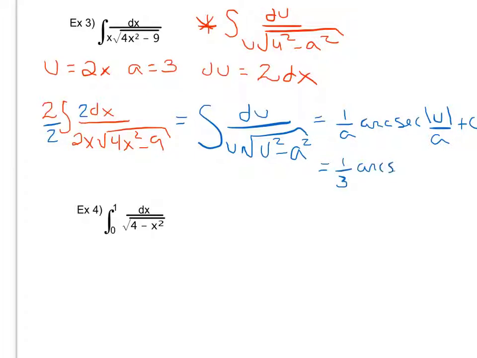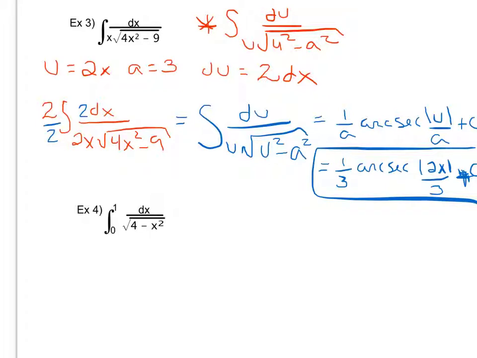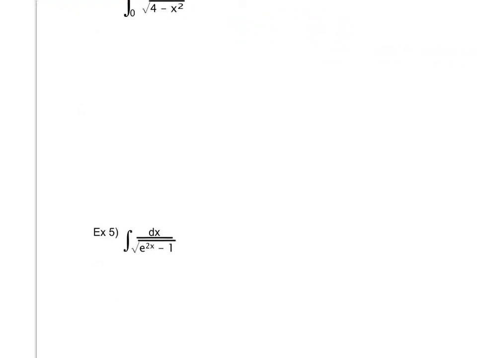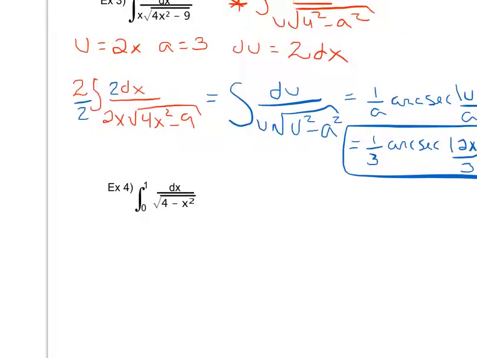I know that my u is 2x, and my c is a random constant, so that stays c. And that will be my final answer for example 3. Looking at example 4, I lied, there's 5 examples, I thought there were 4, I apologize.